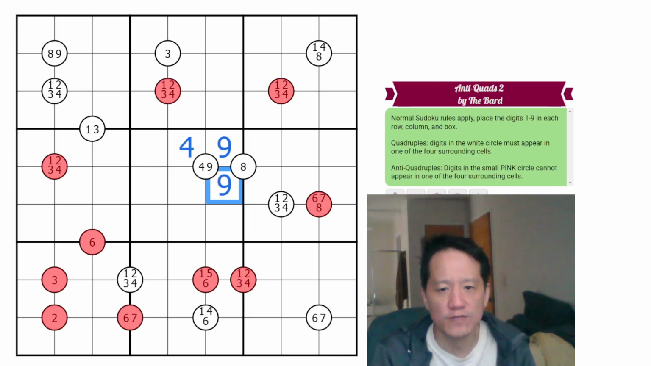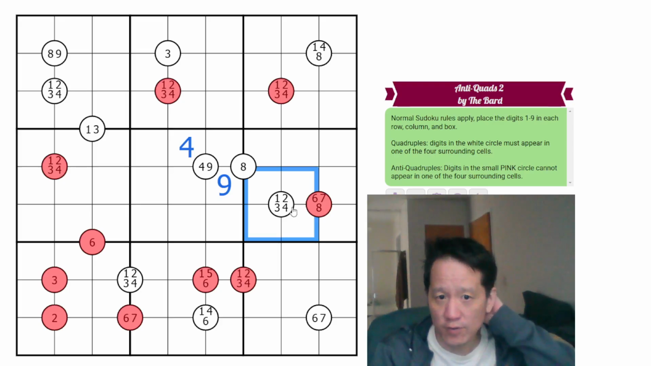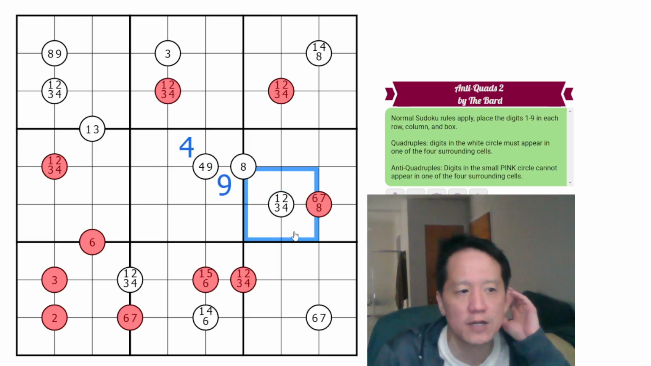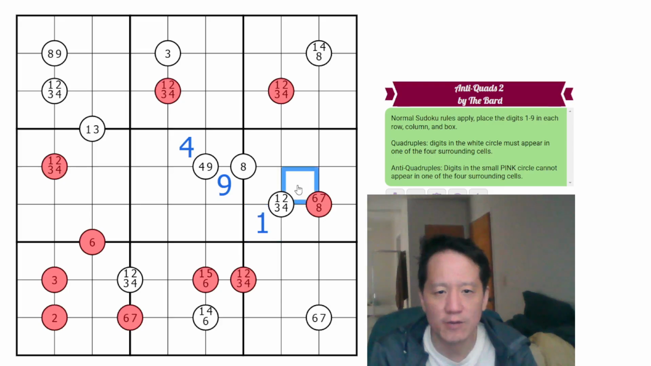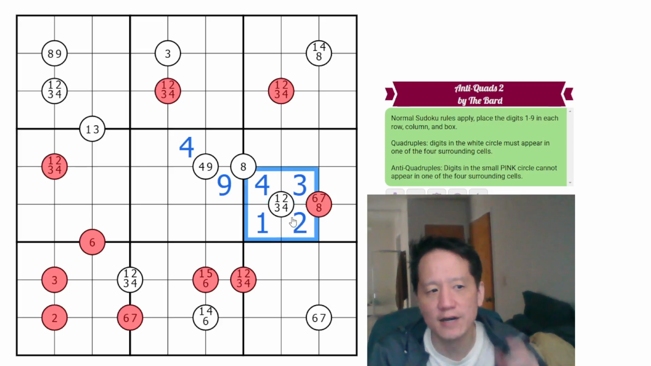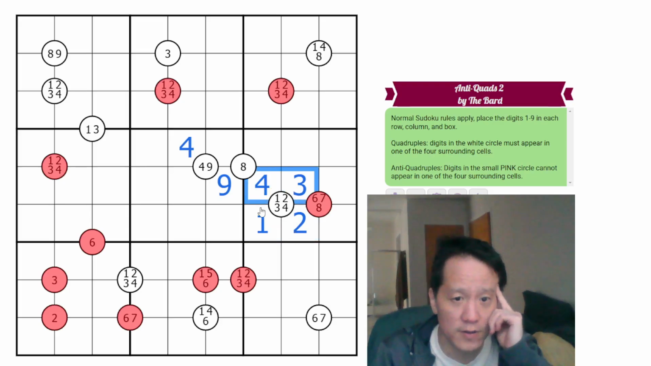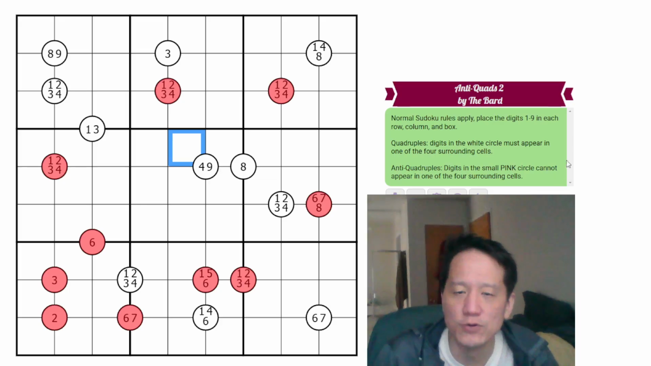So, for example, if this says 1, 2, 3, 4, that means 1, 2, 3, and 4 have to be in each of the four cells surrounding this quadruple. And it can be in any order. It doesn't have to be 1 first. It could be like 1, 4, 3, and 2 there, or any order, right? But all the digits in that circle, in that quadruple clue, have to be in the four surrounding cells around that circle. And that's the quadruple rule set.